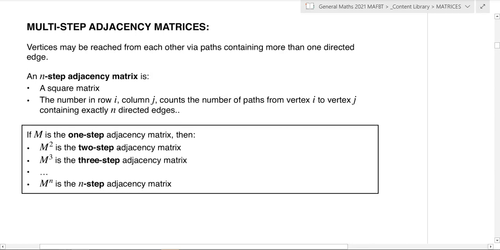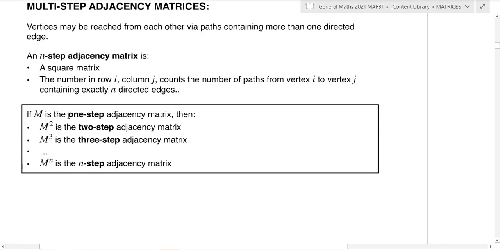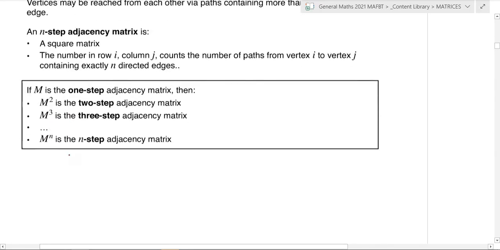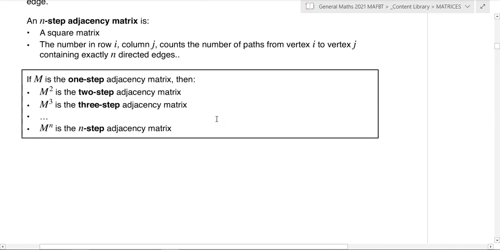So if your normal matrix is just 1 step, let's say that's your 1 step, then M squared represents the 2-step matrix. M cubed represents the 3-step matrix, and so on and so forth. Basically, that power, or the index, just tells you the number of steps for that matrix. So if it was M cubed, it will list out the number of 3-step connections that the network has for that specific vertex.